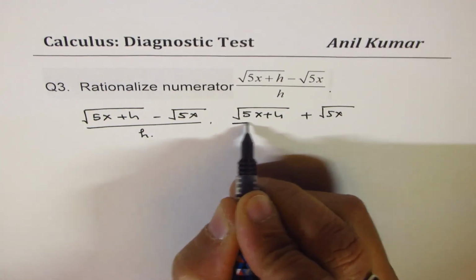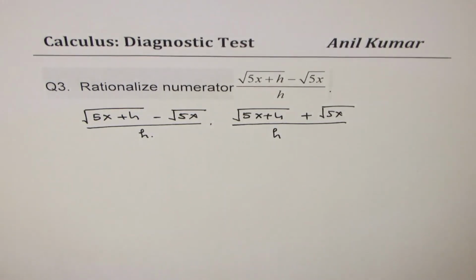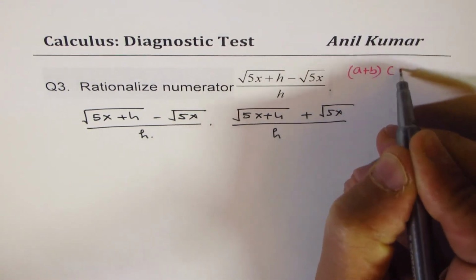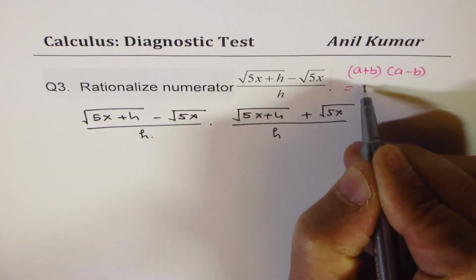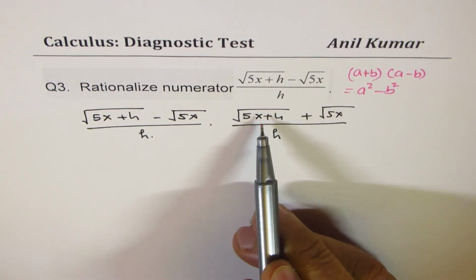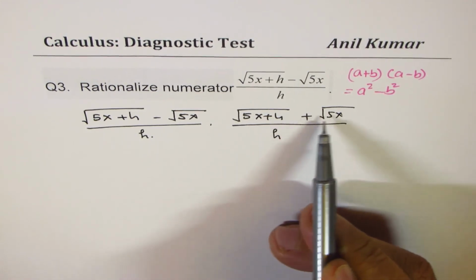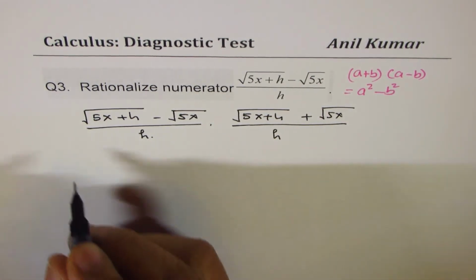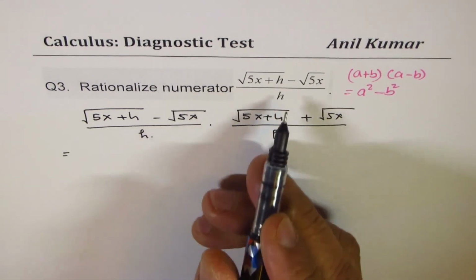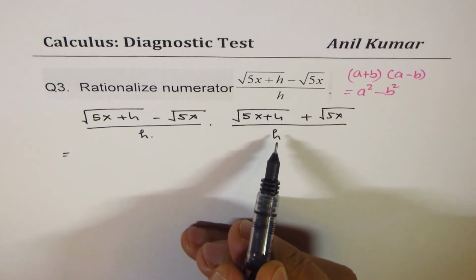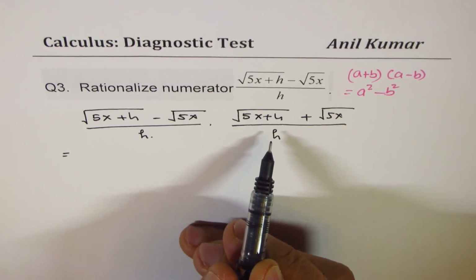The whole idea is that (a plus b) times (a minus b) is what? It is a square minus b square. So when you square, you get something without radical. So that helps you to simplify. So that's the idea. So you simplify many expressions involving radical signs by rationalization. So that's a very important technique to learn.